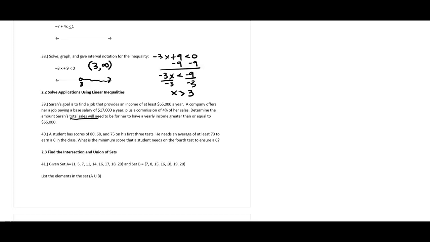Okay, let's break this down into two different parts, right? We've got her base pay plus her commission, is going to equal, or in this case we actually want greater than or equal to, the $65,000 is what she wants. She's not going to be unhappy if she makes more than $65,000, right? So we want that greater than or equal to there. Well, what's her base pay? Well, we know her base pay is $17,000 a year. So put that in here.